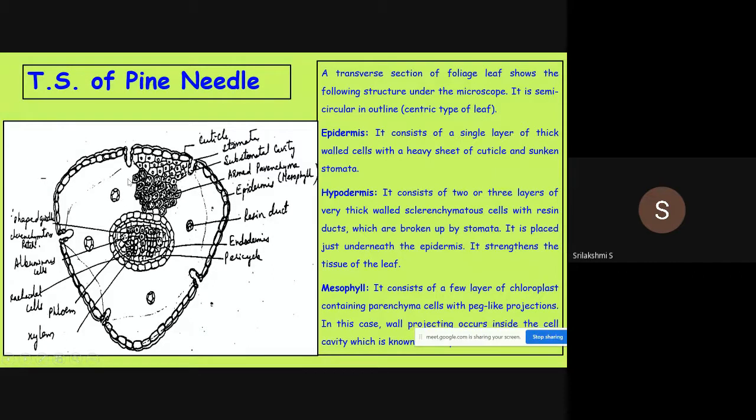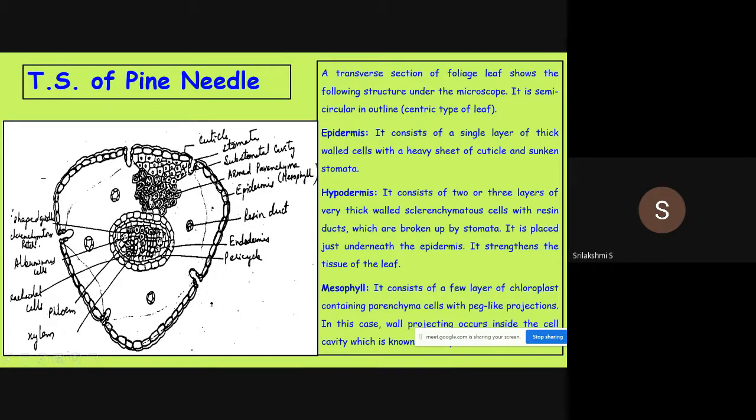And then the hypodermal region, that is the region just below the epidermis, is made up of what is it made up of? Hypodermis is made up of sclerenchyma cells. Again, the presence of hypodermis with sclerenchyma cells also exhibits a xerophytic feature. So it in fact provides mechanical strength or strengthens the leaf tissue. And then you have the mesophyll region.